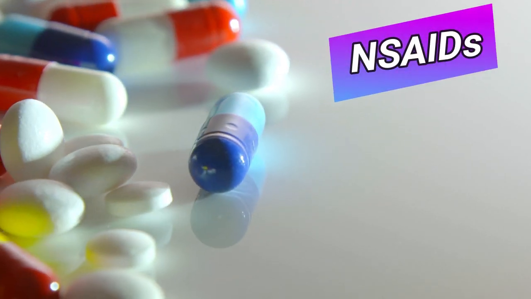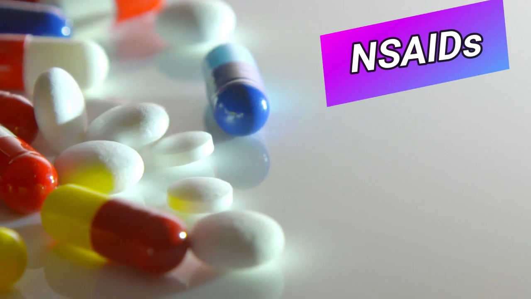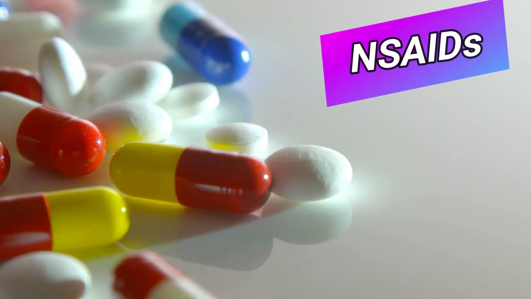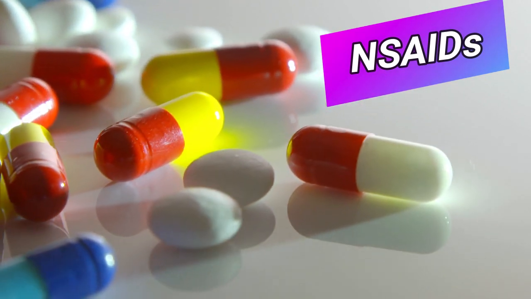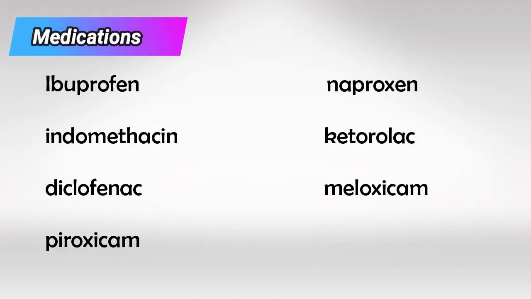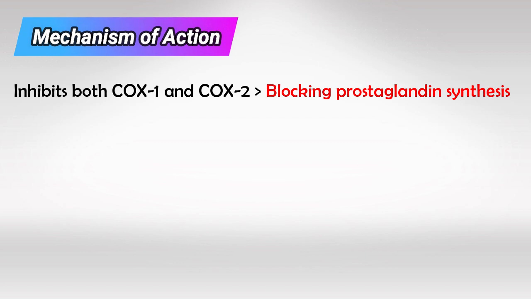Today we're going to be talking about the non-steroidal anti-inflammatory drugs, or NSAIDs, and we'll have a mnemonic to help us memorize everything. These are the NSAID drugs that you'll have to remember for your Step 1. The mechanism of action is that they block cyclooxygenase 1 and 2, which will inhibit the synthesis of prostaglandin.